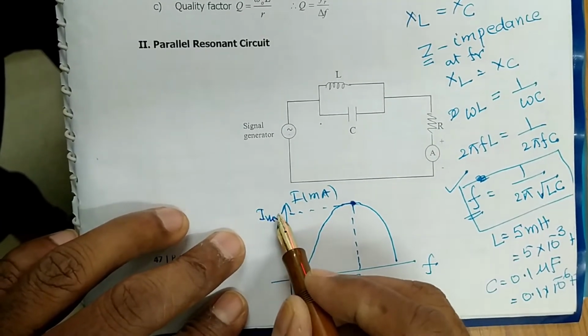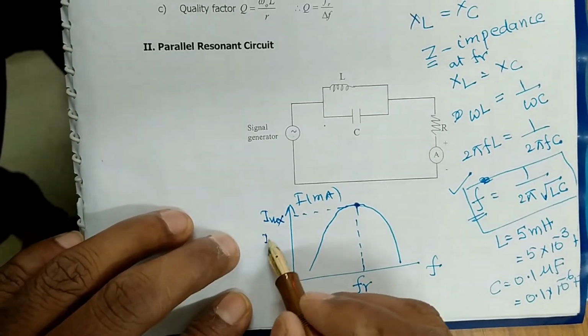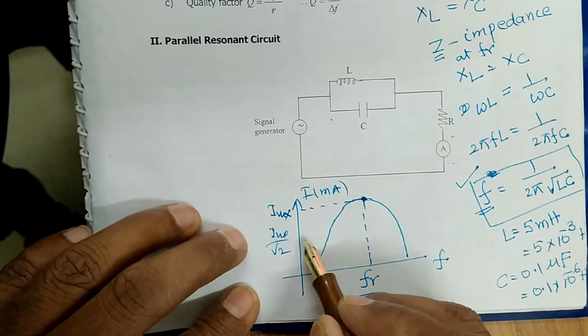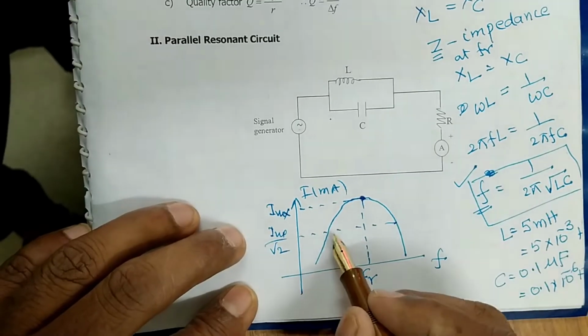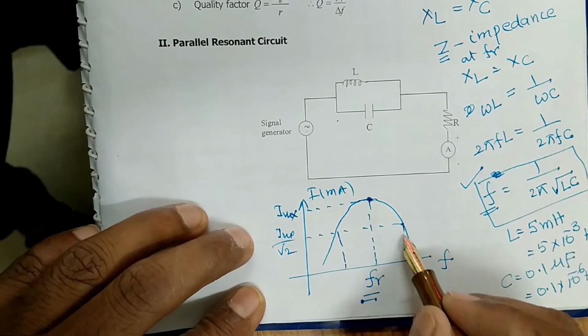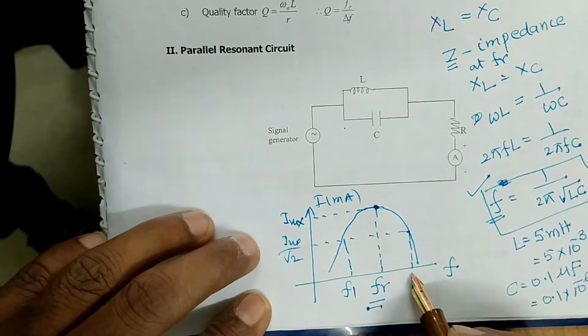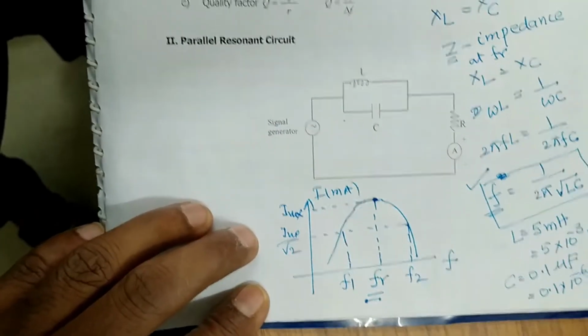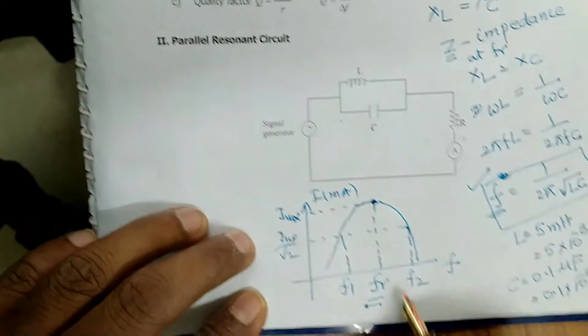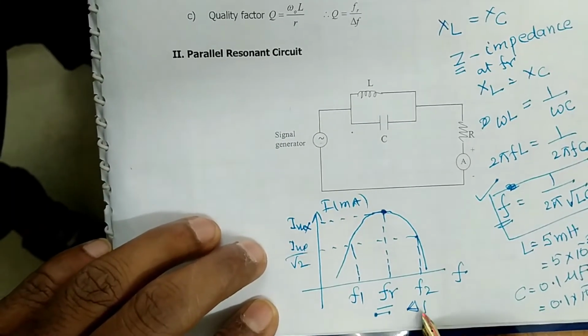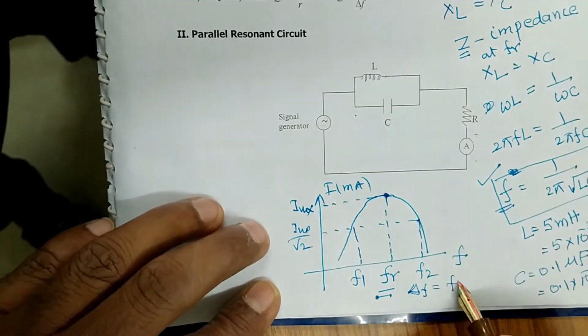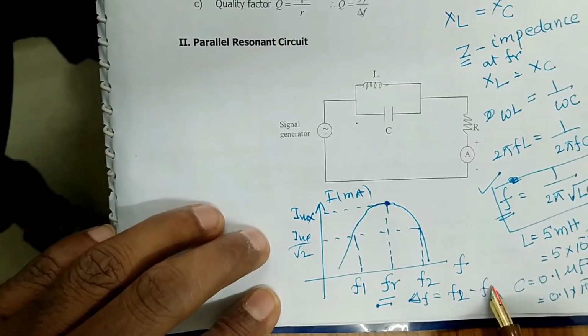If I take I maximum by root 2, it cuts the curve somewhere here. Drop the perpendiculars here, and these are called the lower cutoff frequency and upper cutoff frequency, F1 and F2. And find out delta F, which is called bandwidth. It is F2 minus F1.